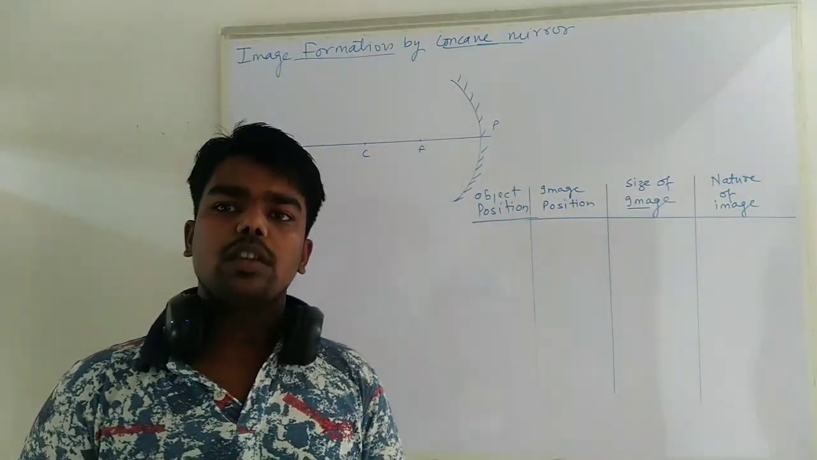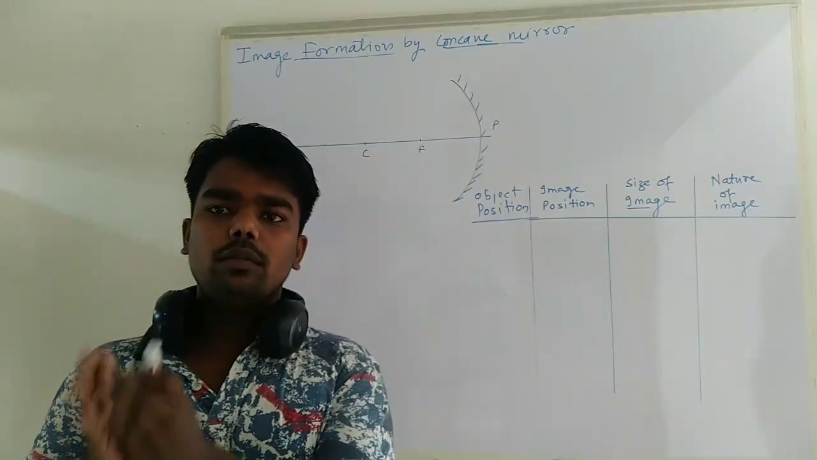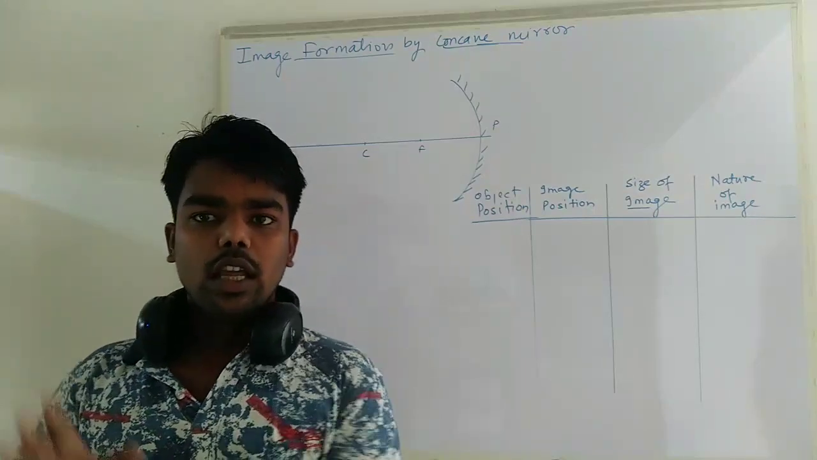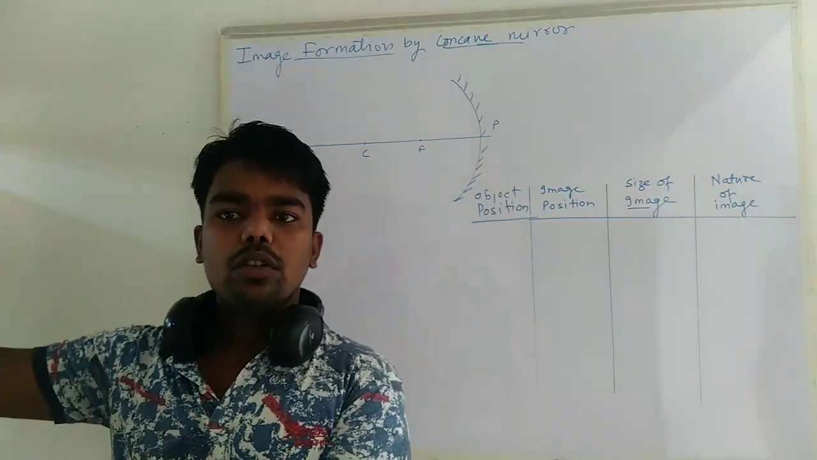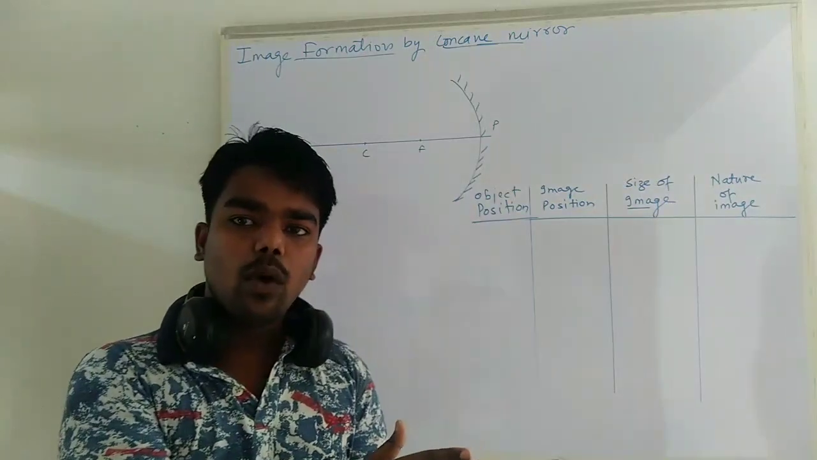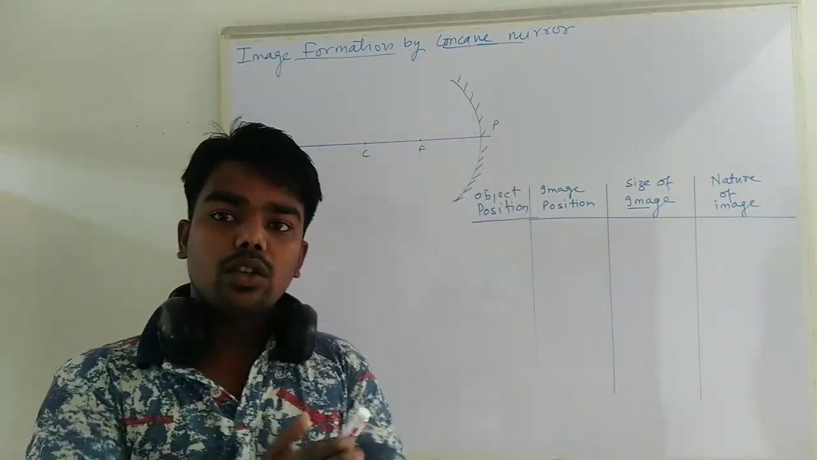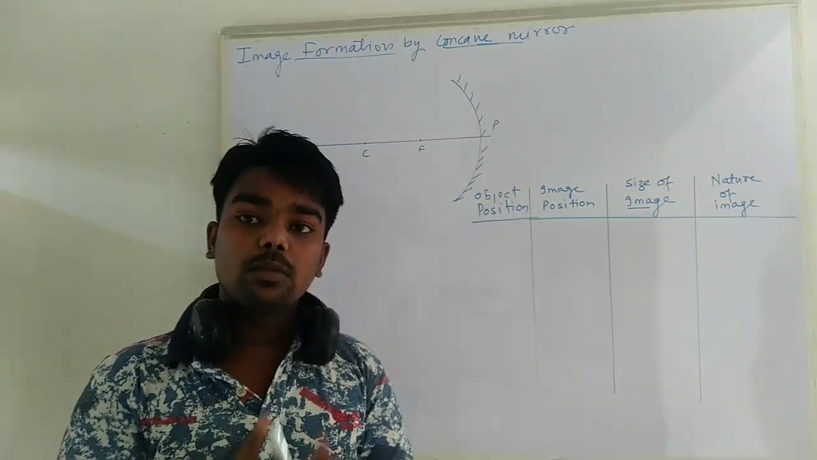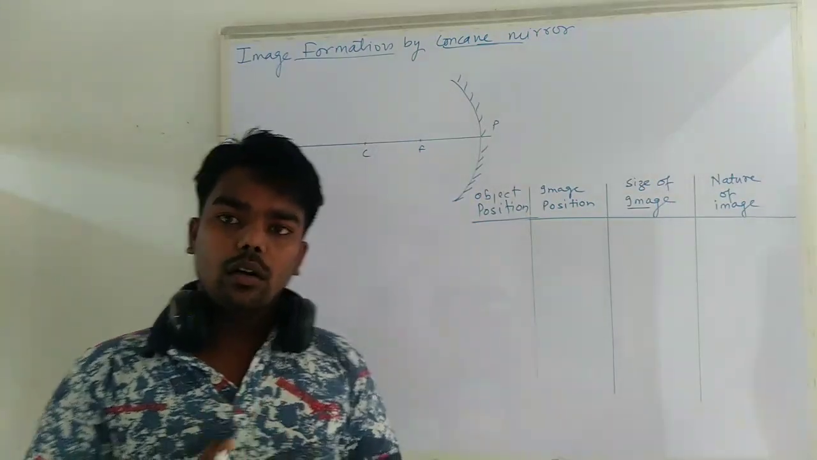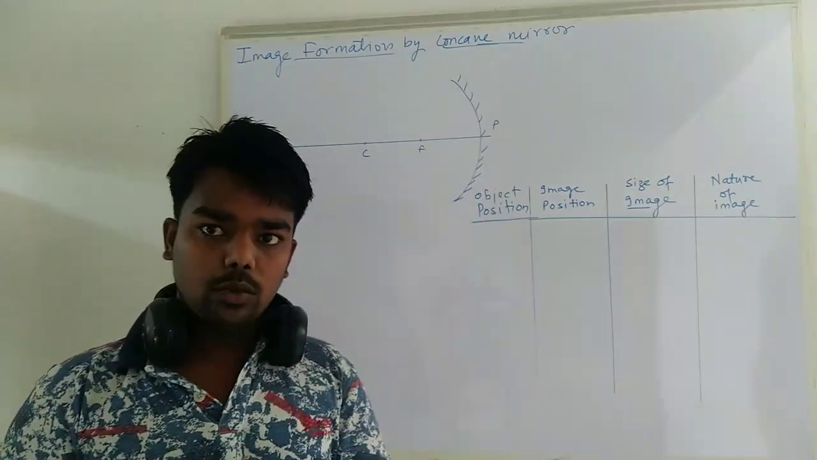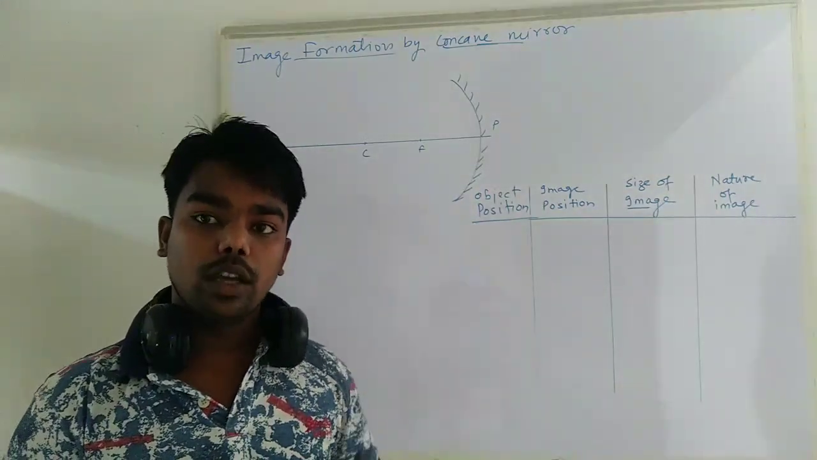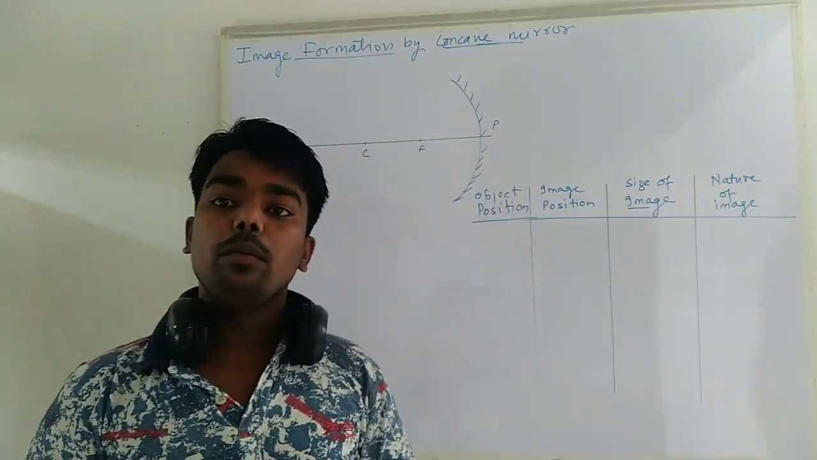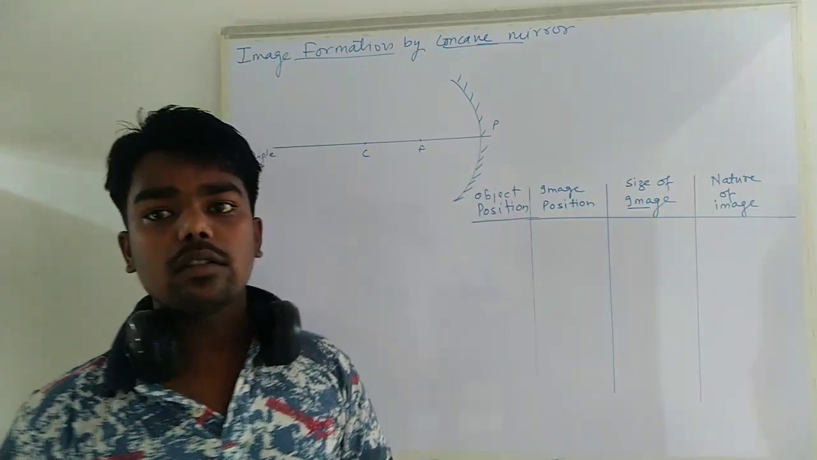So in this video basically we are going to concentrate on several conditions of the object position: if we place the object at a certain position, where its image is going to form, what will be the nature of the image, and what will be the size of the image. All these things we will see in this particular video. To obtain the image for a particular position of the object, you must strictly follow those rules of image formation which we have seen in the last video.